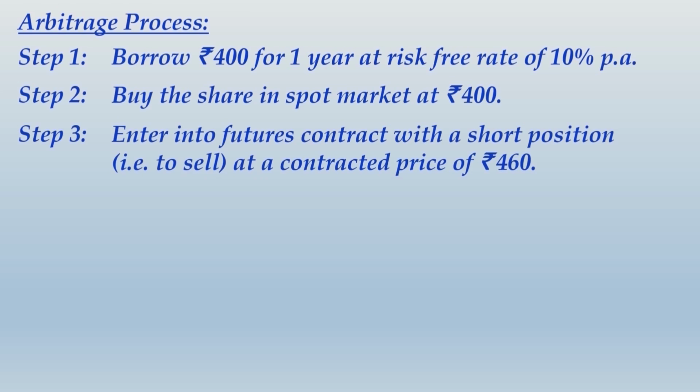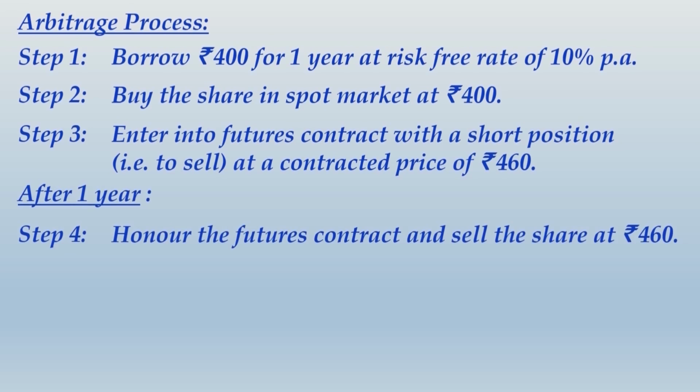Now, once you have performed these 3 steps at the beginning of the year, you now simply wait for 1 year. All the positions that you have opened, you will have to gradually close one by one. You have to settle each of these contracts one by one. So what happens after 1 year is, honor the futures contract and sell the share at rupees 460. My friends, in the previous session, I explained that if you enter into a futures contract with a short position, no matter what happens, you will be able to sell the share at the contracted price. We have learned this as a very important example in the last part of the first lecture.